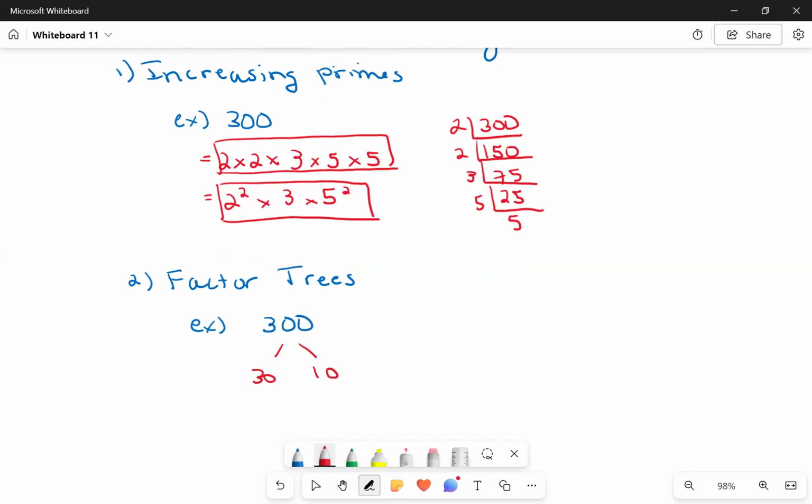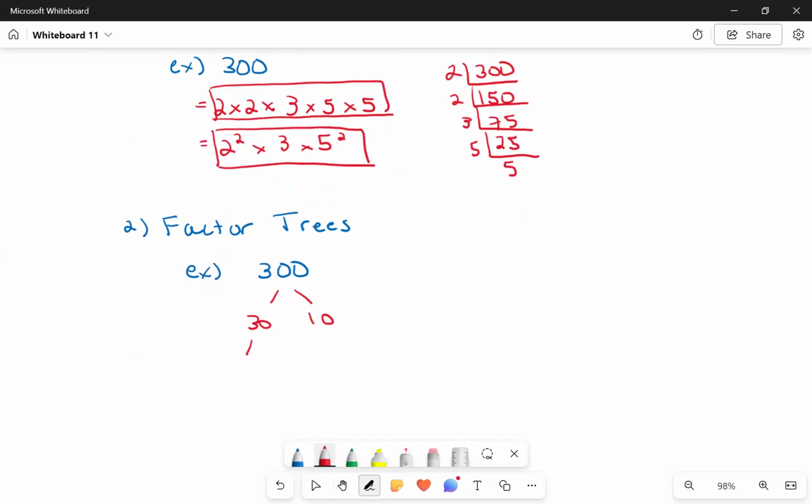And then you say, okay, 2 numbers that multiply to be 30, 5 and 6. Now 5 is a prime. 6, however, is not. I can actually break 6 up further into 2 and 3, and those are both primes. I'm circling the prime numbers just so I know I'm done. 10 is not a prime, so it's 2 times 5, but both of those are primes, so there we are. And you'll see that we get the same numbers.